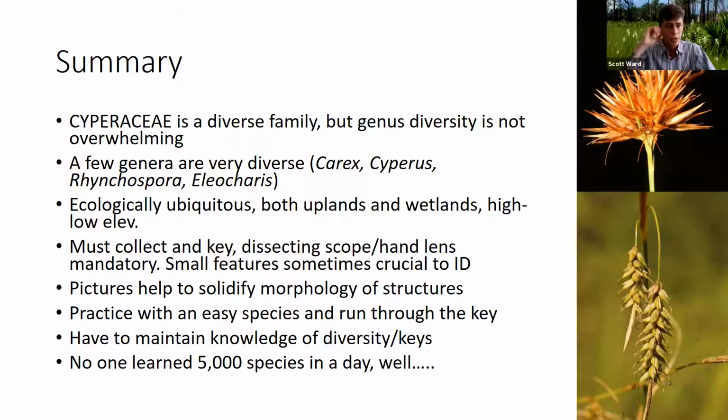As I mentioned, they're ecologically ubiquitous sedges. They can be found in all sorts of habitat types, in uplands and wetlands, high elevations, low elevations, Arctic, tropical areas. To really start to grasp this family, though, you have to break down, collect, and key these things out. Things like dissecting scopes and hand lenses are absolutely crucial, because sometimes there are really small features that are hard to see with the naked eye.